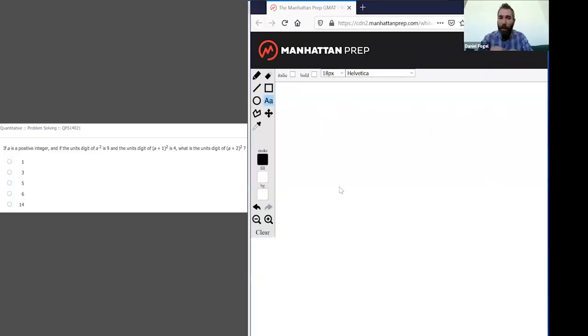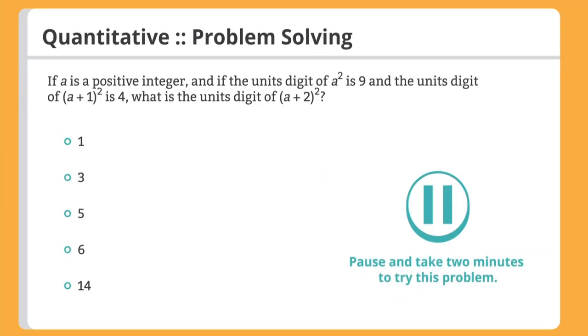Hi, my name is Daniel. I'm going to be using my trackpad. All right, now pause this screen, set a timer for 2 minutes, and come back and reconvene once you've taken a crack at it.